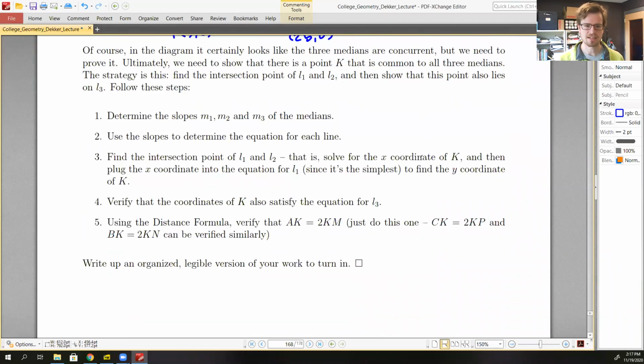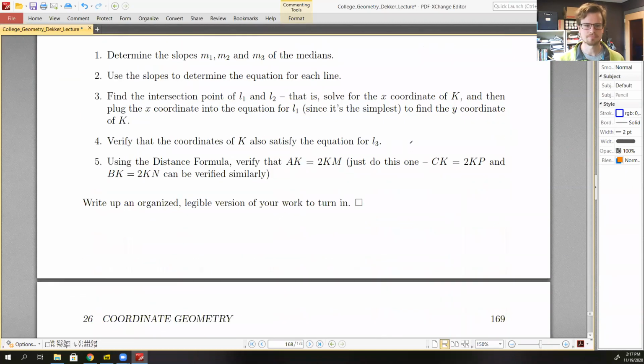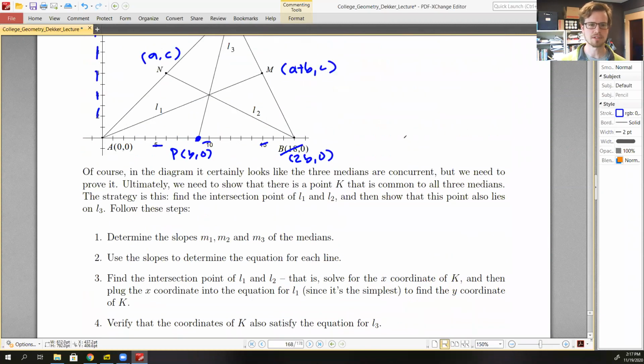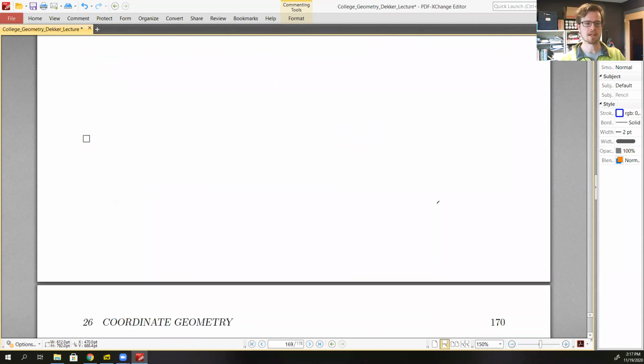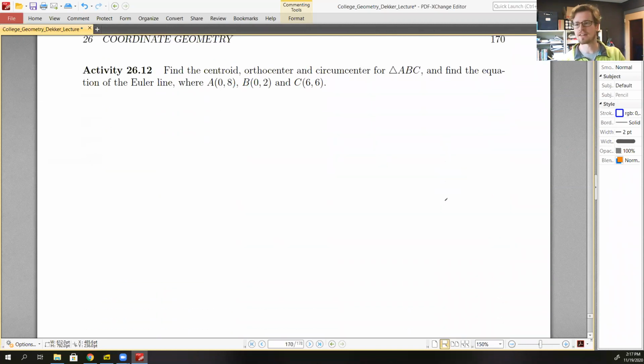All right, and then beyond that, we should be all set for that activity. We'll take a look at this theorem in just a moment, but I also wanted to mention the second activity in this section, which asks you to find the centroid, orthocenter, and circumcenter for a particular triangle. But these things, the centroid, orthocenter, and circumcenter, we did not discuss. Those are from section 21, and those are beyond what we have talked about.